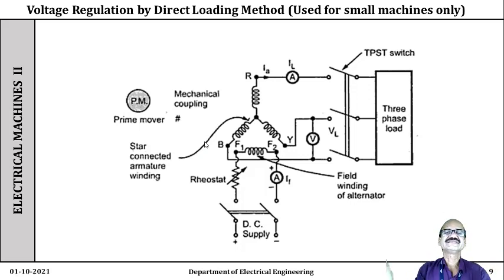Now let us see the procedure. Make the connections as shown in the circuit diagram. Keep the triple pole single throw switch open, that is no load, and connect the DC excitation to the field winding. Okay. Now rotate the prime mover at the synchronous speed, and maintain the same speed. Now go on increasing the excitation, that is the field current, so that you will get the rated terminal voltage here. Okay. Then close this switch. Close this load switch, that is the triple pole.